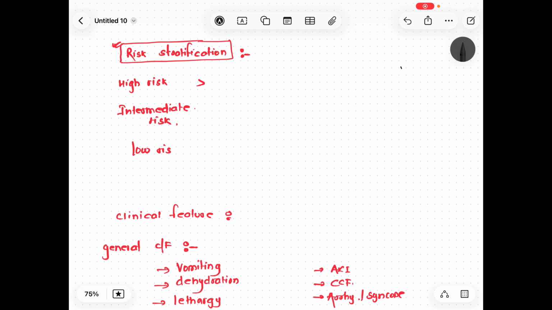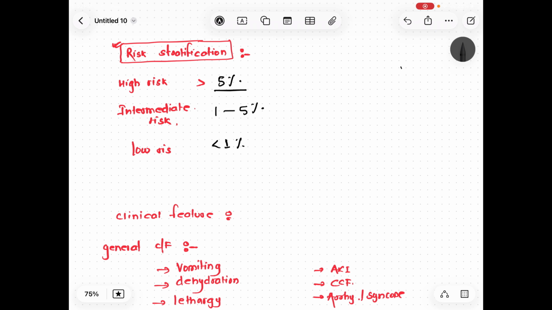So patients are classified based on the probability of developing TLS. In high risk, the risk of TLS is more than 5%. In intermediate risk, the risk of TLS is 1 to 5%. And in low risk, it is less than 1%. The classification helps us to decide who needs aggressive prevention and who can be managed conservatively.